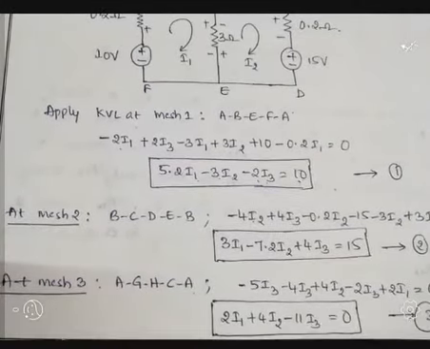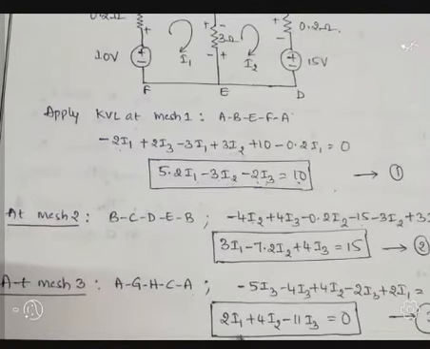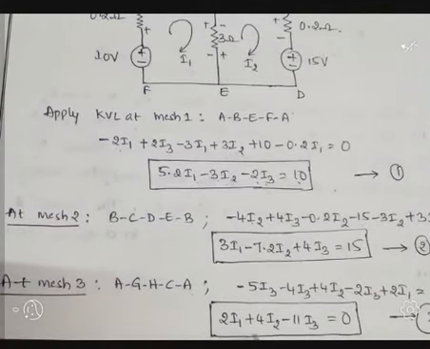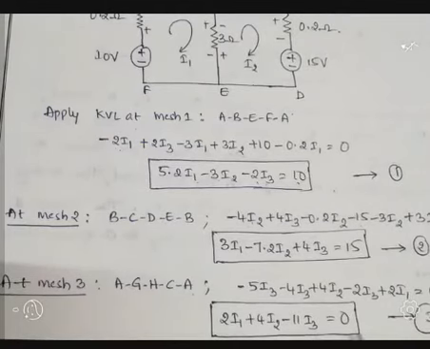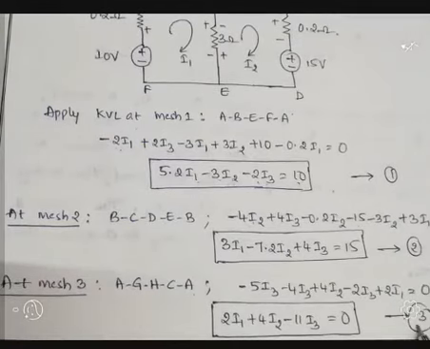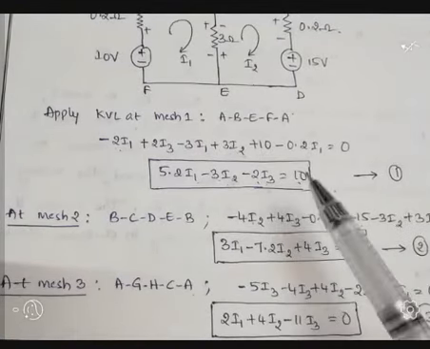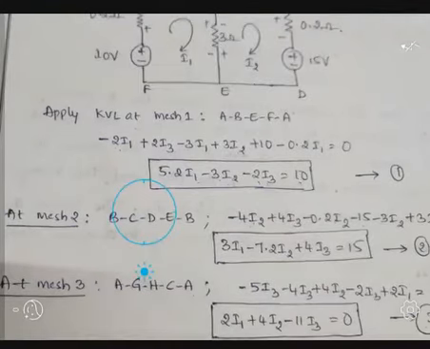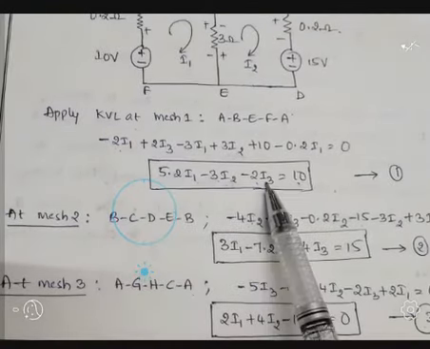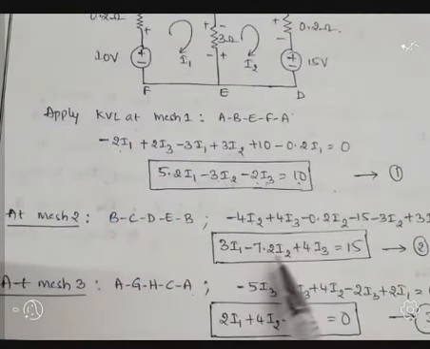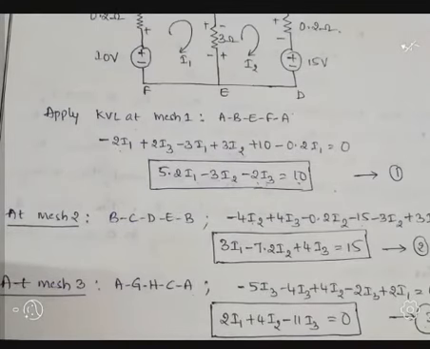Simplify this equation and you are going to get 2i1 plus 4i2 minus 11i3 equal to 0. So let us represent this as equation number 3. From equations 1, 2 and 3 we have three unknowns, that is I1, I2, I3. So let us calculate these three values.